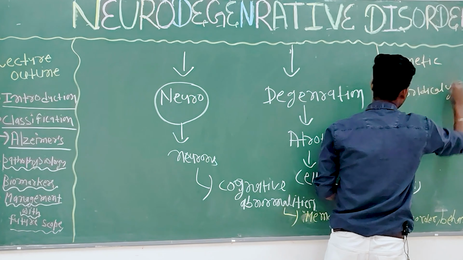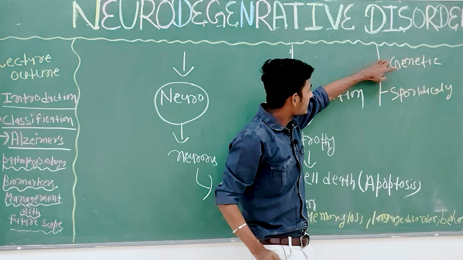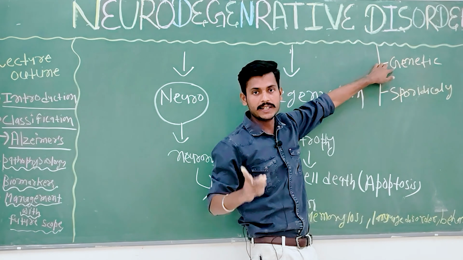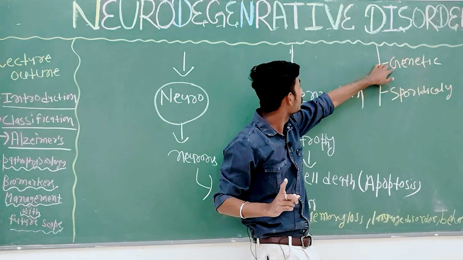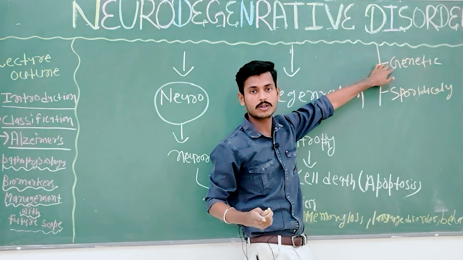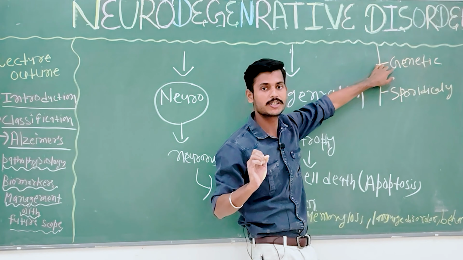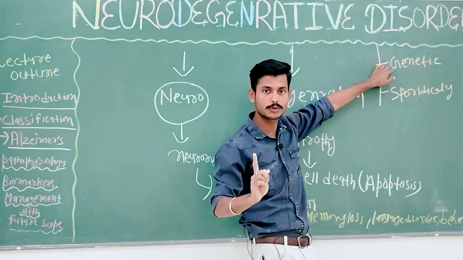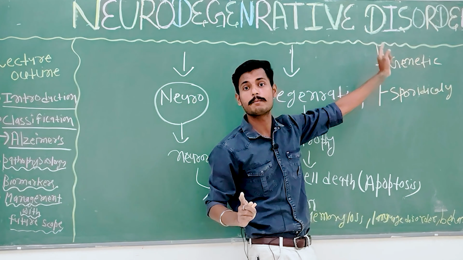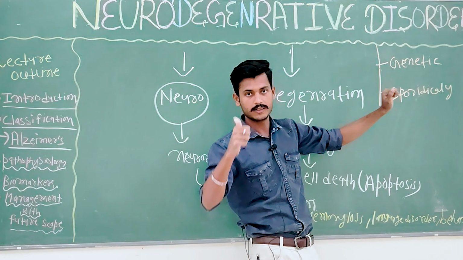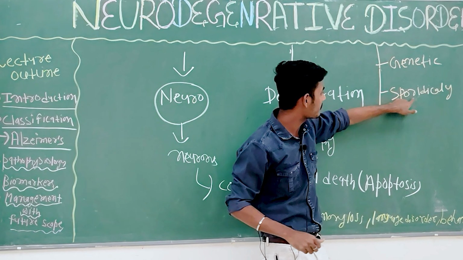Sporadically means... Genetics implies the family history. Whenever you come across neurodegenerative disorders, you have to take the history of the patient, because history plays a huge role in the diagnosis as well as the management of neurodegenerative disorders. Got it? Now, coming to the sporadic.